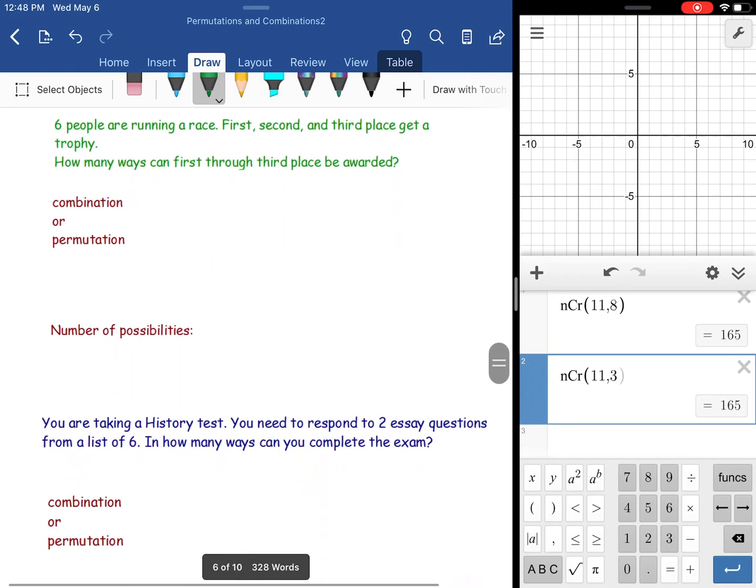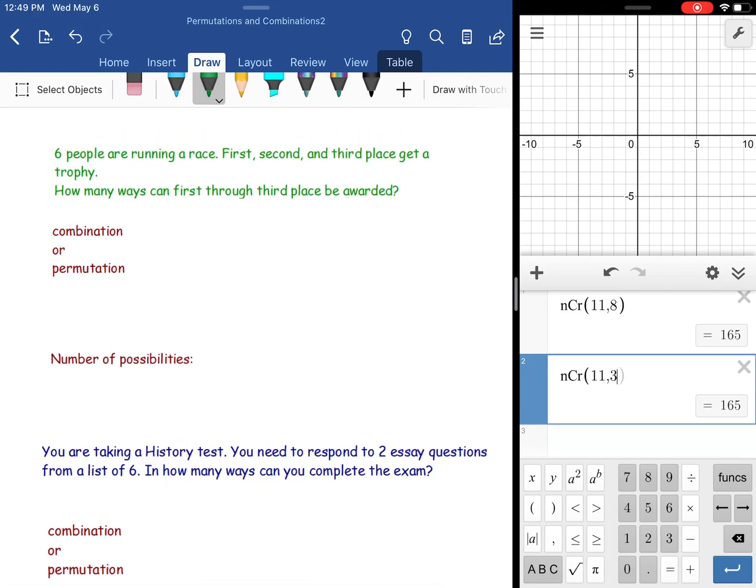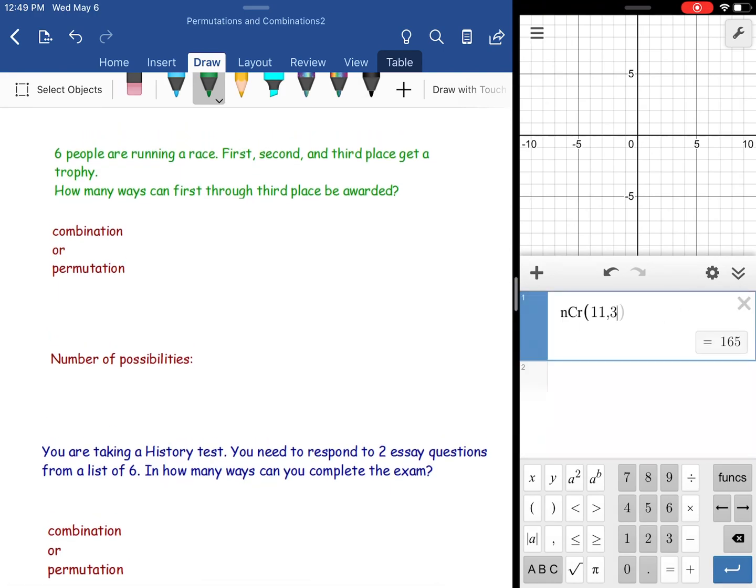All right. So we want to be able to look at a situation and figure out if it's a permutation or combination. So that's our next step. So 6 people are running a race. First, second, and third place get a trophy. And we want to figure out how many ways can first, second, and third place be awarded. So our first question, is this a combination or a permutation?